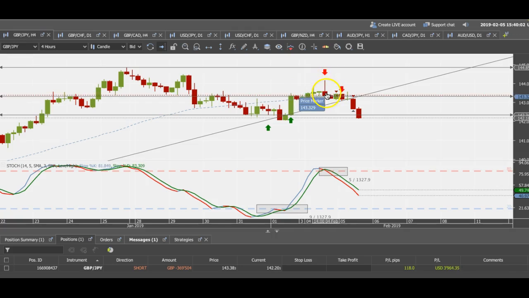Then it gave us this hammer, which is a reversal pattern. Stochastics is overbought, and this is a trade to the downside.